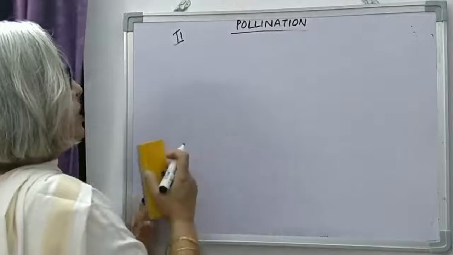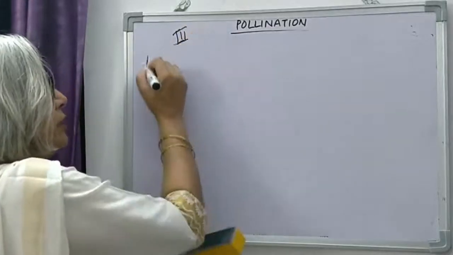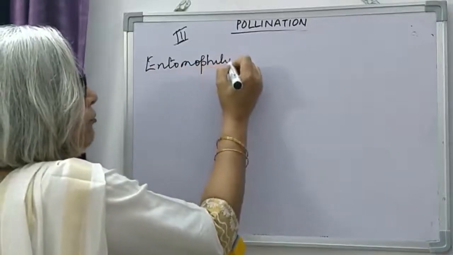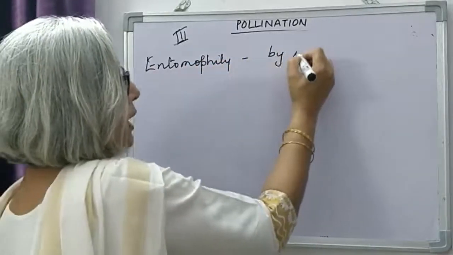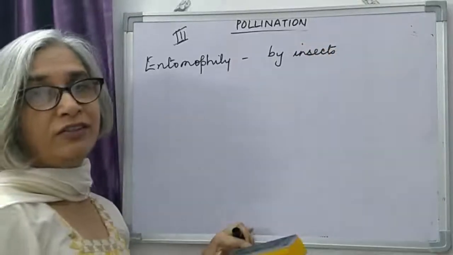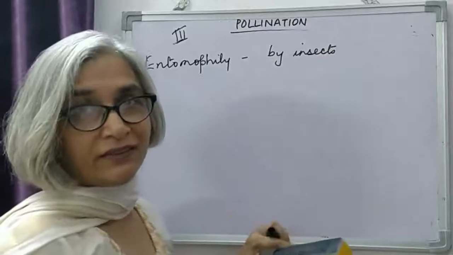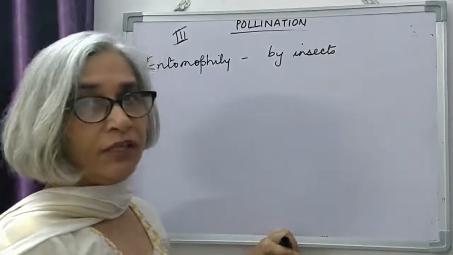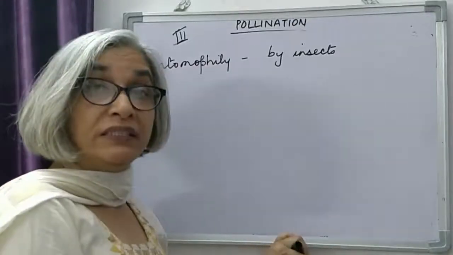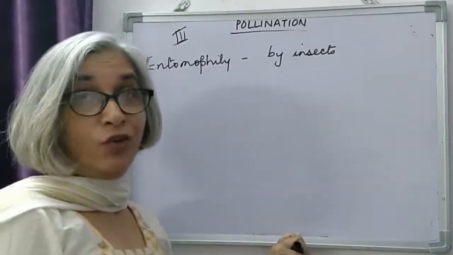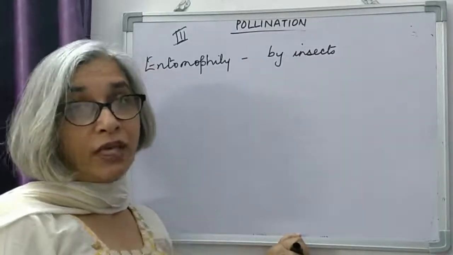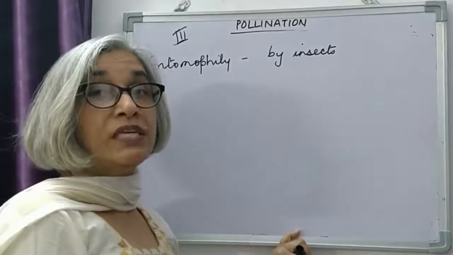Now we come to the third kind of pollination, that is entomophily. Entomophily is brought about by insects. Now most of the flowers are pollinated by insects. There are many flowers that are pollinated by insects. Now insects basically come to flowers for nectar, for pollen. To take the nectar and to take the pollen, the insects visit flowers.